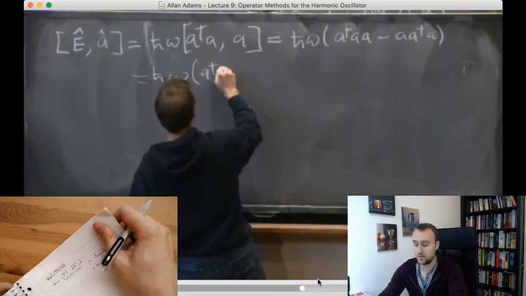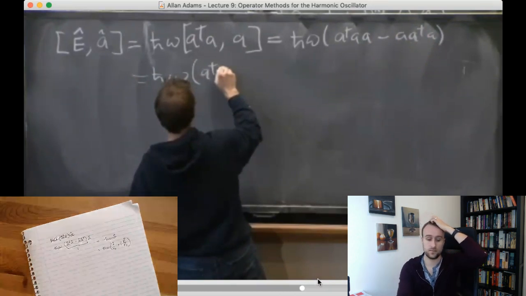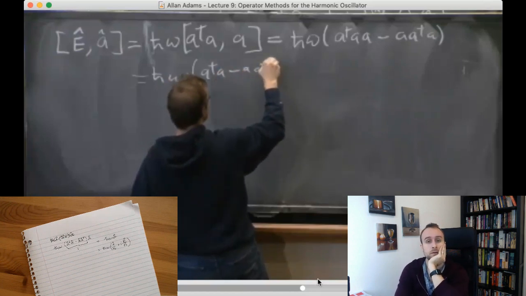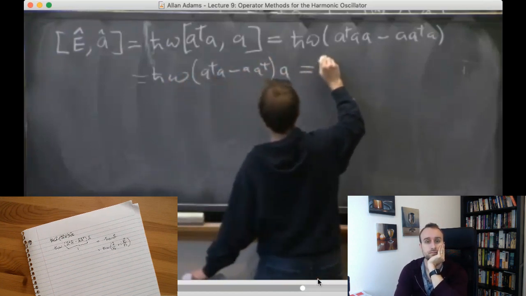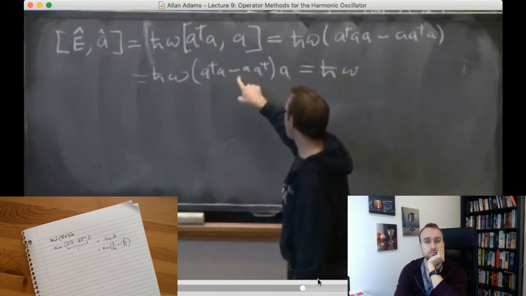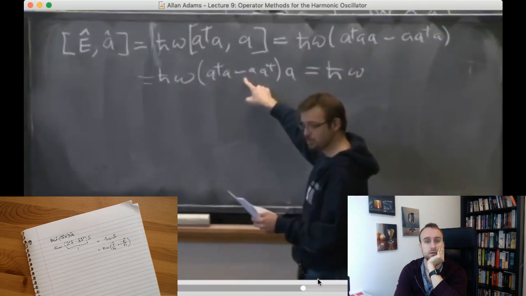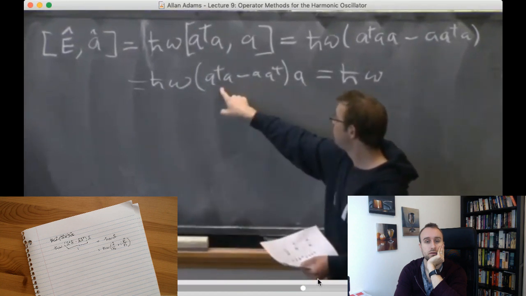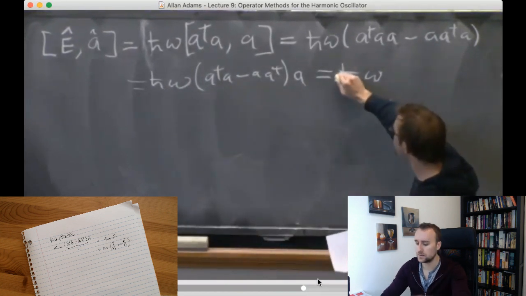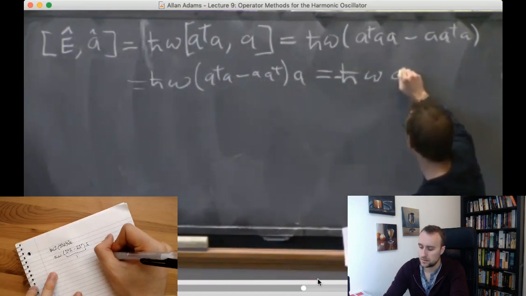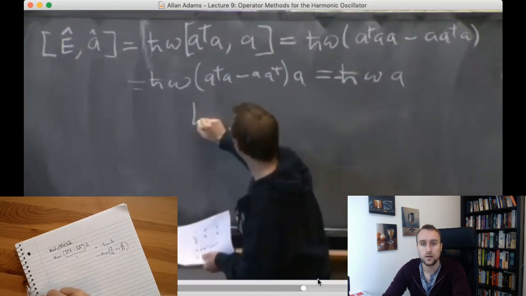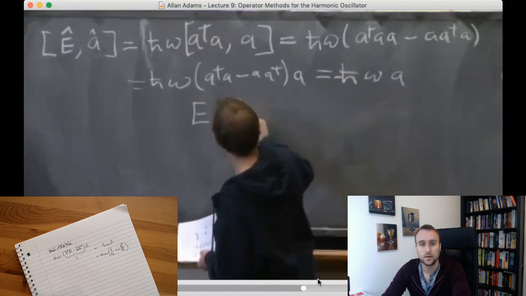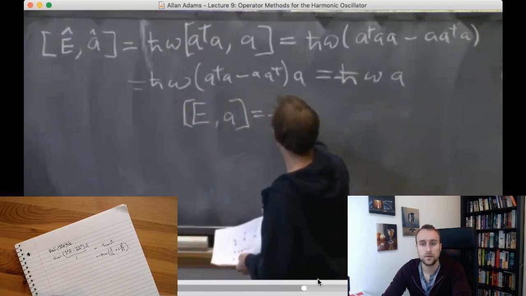Is that our answer? Let's see. Minus a dagger a. But that's equal to h bar omega. Well, a dagger with a is equal to a dagger a minus 1, equal to minus 1. Oops, h bar omega, and we have this a left over. So E with a is equal to minus a. Well, that's interesting.